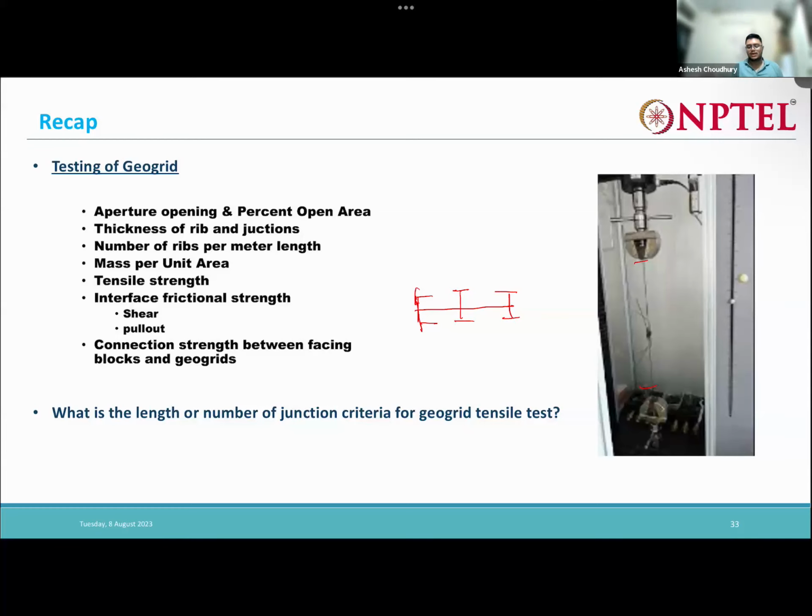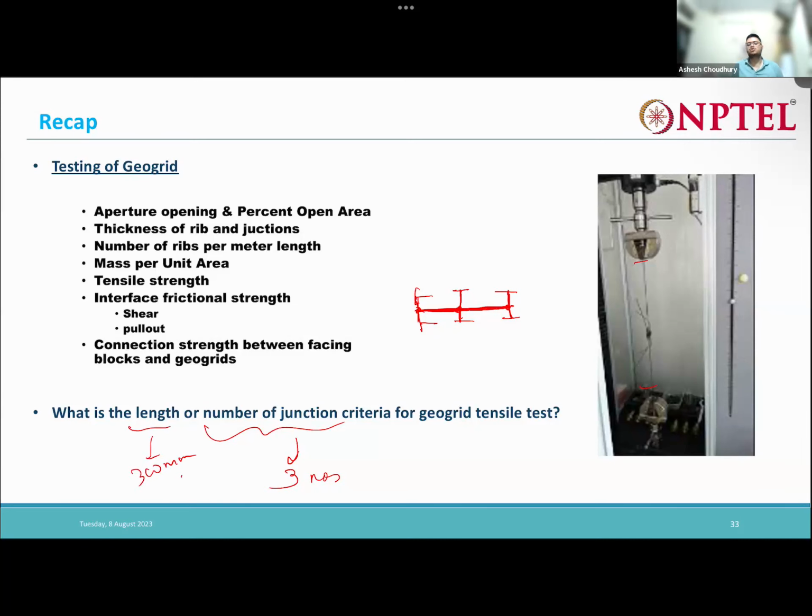Okay. So can you tell me what is the minimum number of junctions that should be present? So this is a junction, this is a junction, this is a junction, right? This is the rib, and this is the bar, right? So what is the number of junctions that should be present? So minimum three junctions should be present, or you can say the gauge length should be 300 mm.